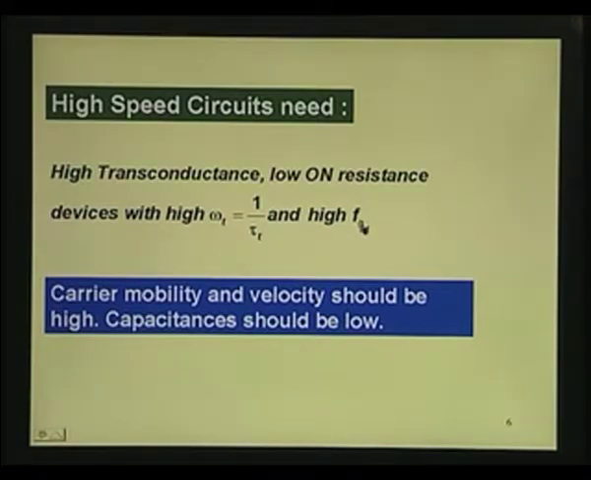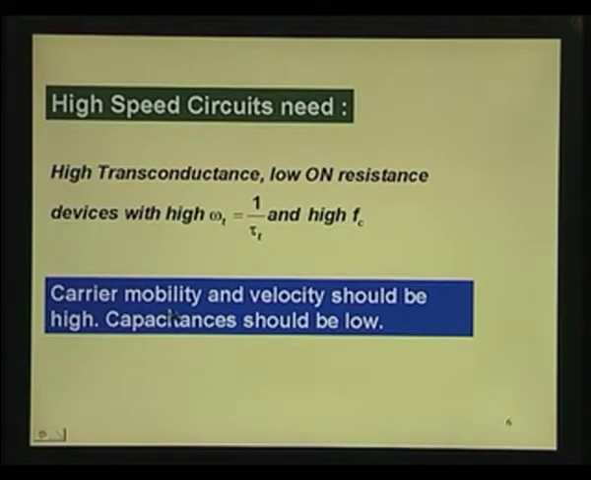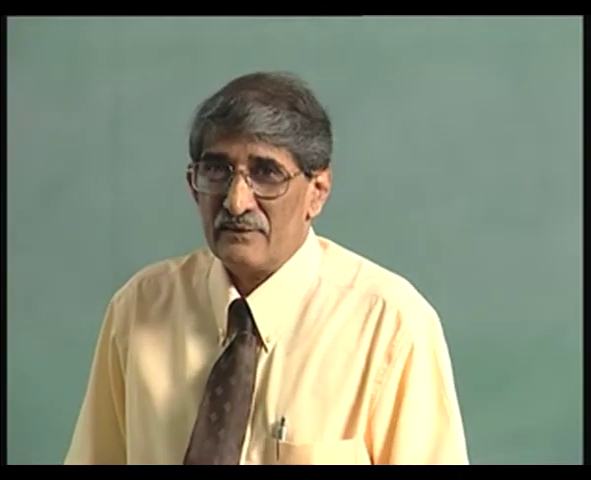All these can be achieved by tailoring the key parameters, the channel length and mobility. Increase the mobility, reduce the channel length. That is what we saw just now. So, carrier mobility, which governs the velocity, should be high for achieving all these things. Capacitances should be low, because after all the cutoff frequency is Gm by C.